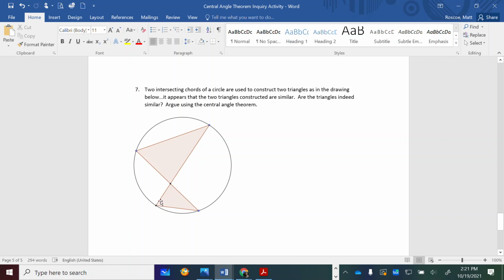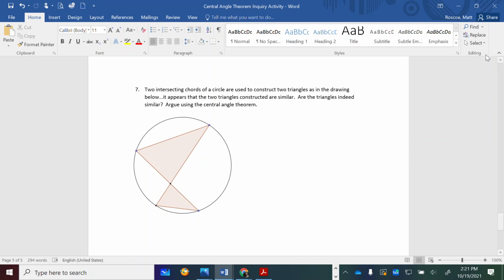And that's actually another theorem. It would probably be the next theorem in line for circle theorems. It's called the inscribed angle theorem. It just says that any two angles that subtend the same arc on a circle are congruent. And it's a direct corollary of the central angle theorem.